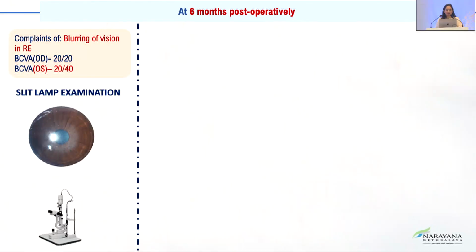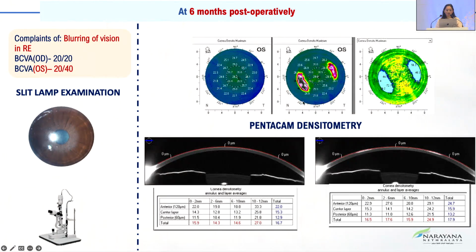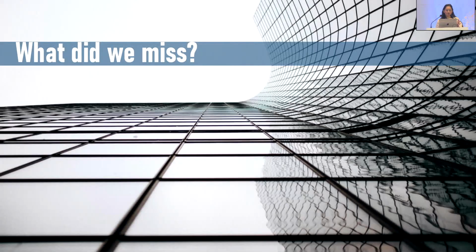However, 6 months post-operatively, this patient developed haze. This is what the densitometry looked like, more at the 3 and 9 o'clock position, because we had done a cylindrical correction for this patient. We treated the patient with steroids, immunomodulators, and tacrolimus eye ointment, but the haze did not come down. It was more of a late onset haze. So we decided to go back and look into what we were missing.